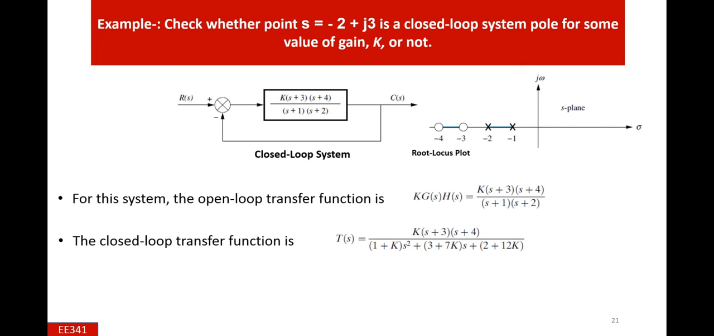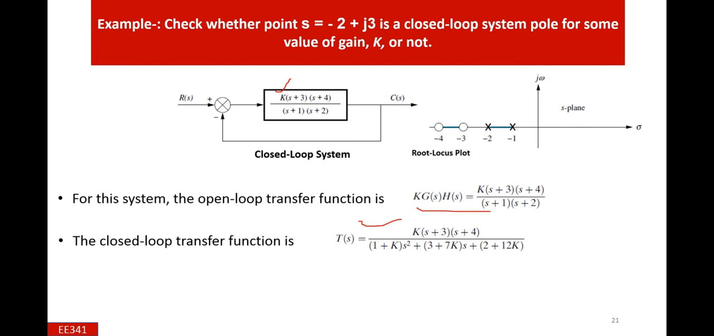Here we have a closed loop transfer function with unity feedback, and the open loop transfer function is k times (s+3)(s+4) over (s+1)(s+2). There are two poles and two zeros in the open loop transfer function. This is the open loop transfer function, this is the closed loop transfer function, and these are the locations of the poles.